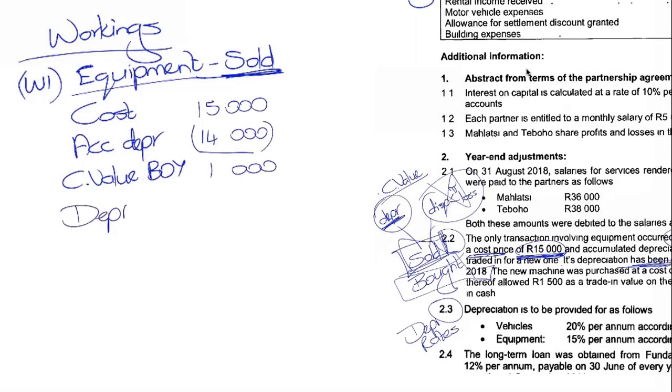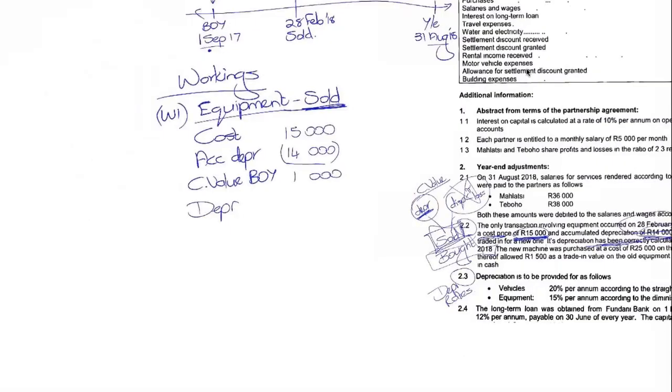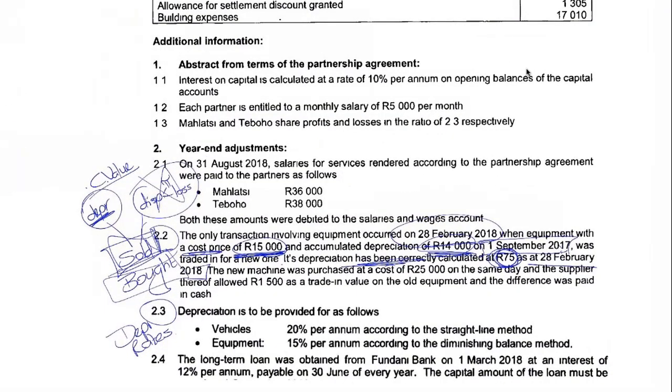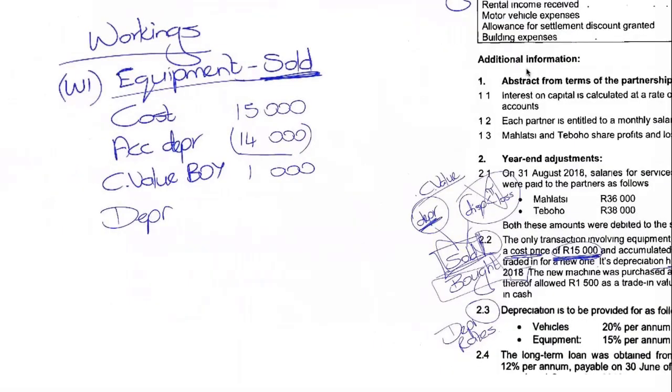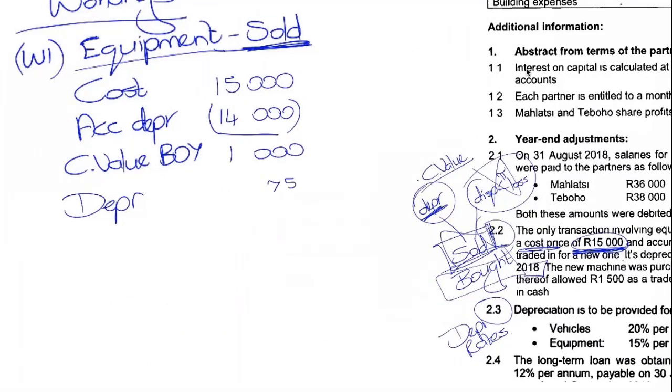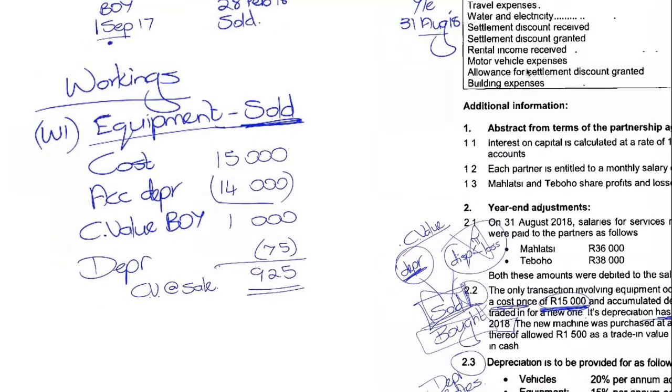My depreciation for the year, in this case they gave to me, which was very nice of them, very sweet, that was 75 Rand. So I don't actually have to calculate depreciation there. That's fine. That means that my new carrying value here is 925 Rand. So my carrying value at sale is 925 Rand. Now, I'm not going to calculate the disposal and the profit and loss on disposal for this, but this is the amount that you'd use when you calculate your profit and loss, okay? So that is the equipment that was sold.